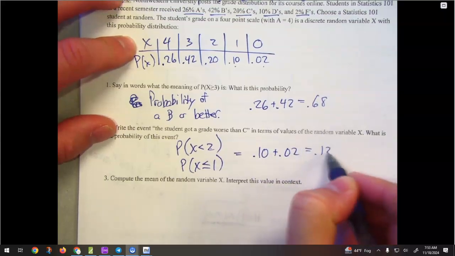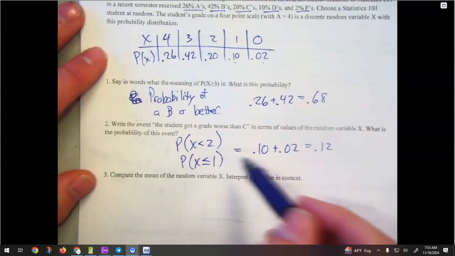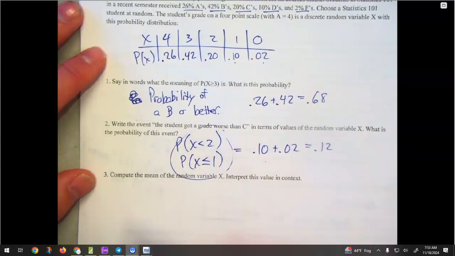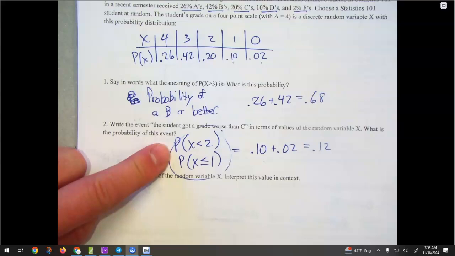So 0.12. I'm more curious about, I think most of my answer. I'm more curious about that. I think I wrote that right.